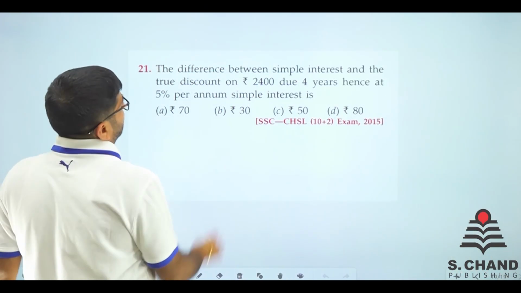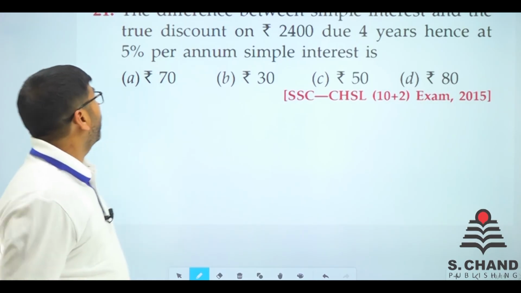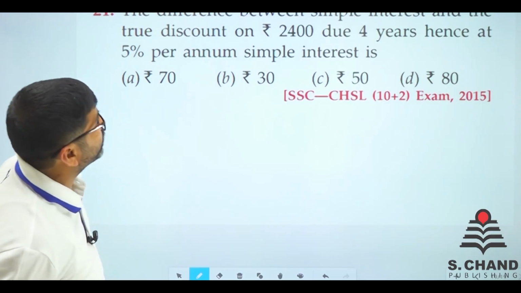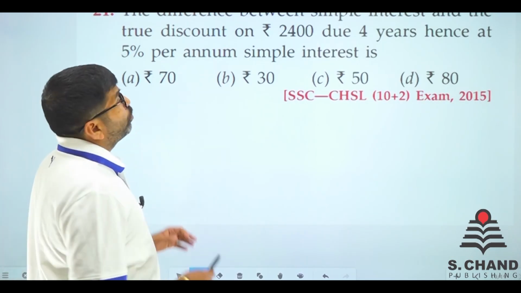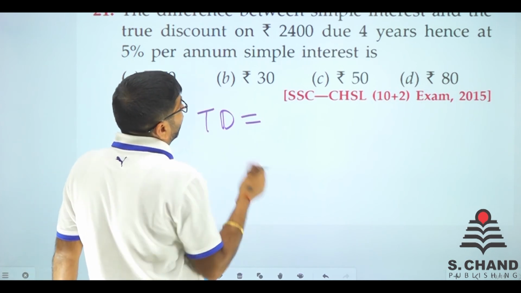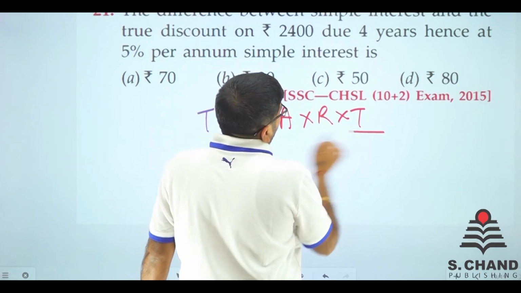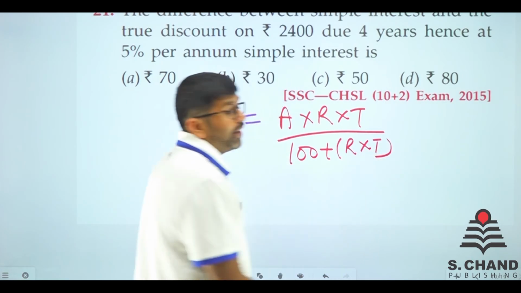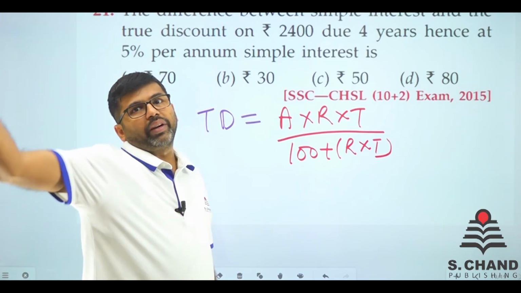Question number 21. This is the last question for us for this video. Let's see what the question says. The difference between simple interest and true discount is 2400 due 4 years hence at 5% per annum simple interest is. Okay, so first thing we need to find out is true discount. If you remember the formula with the amount given, it was A into R into T divided by 100 plus R into T. If you remember, we had this formula earlier, right? So we need to calculate true discount first so that we can calculate simple interest.